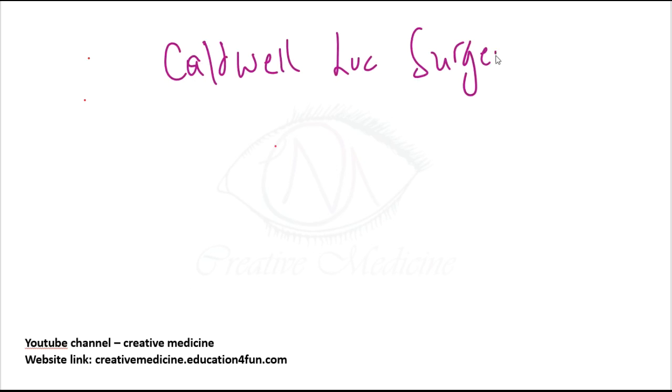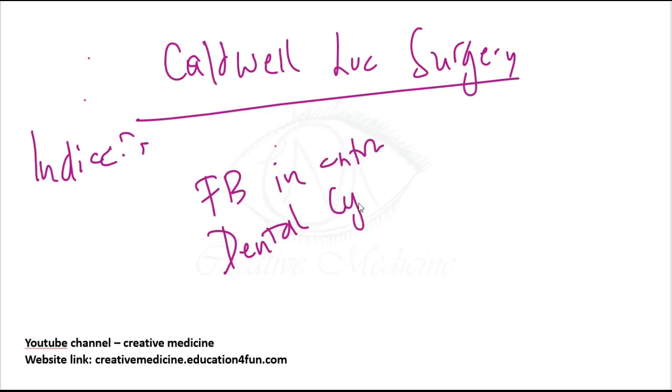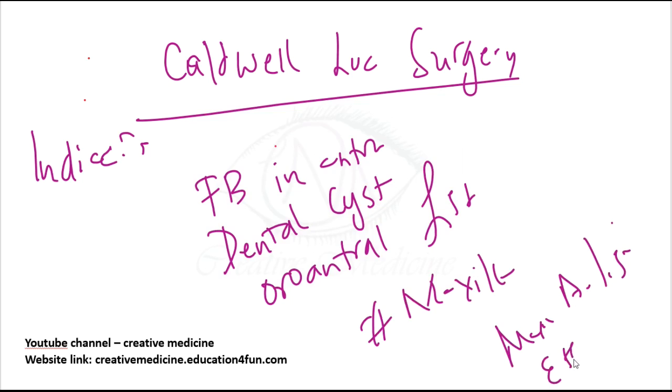Then one more important surgery which we have is the Caldwell-Luc operation. This is Caldwell-Luc surgery. What are the important indications? Indications are if there is any foreign body in the antrum, or any dental cyst, or presence of oroantral fistula, or any fracture of the maxilla, or as an approach to maxillary artery ligation, or in ethmoids, to do a transantral ethmoidectomy, we can do this Caldwell-Luc surgery.